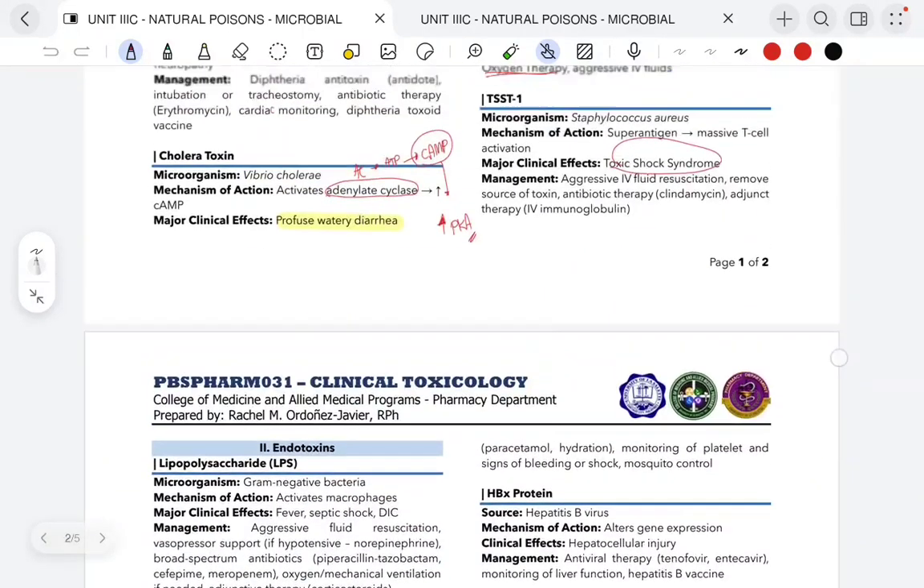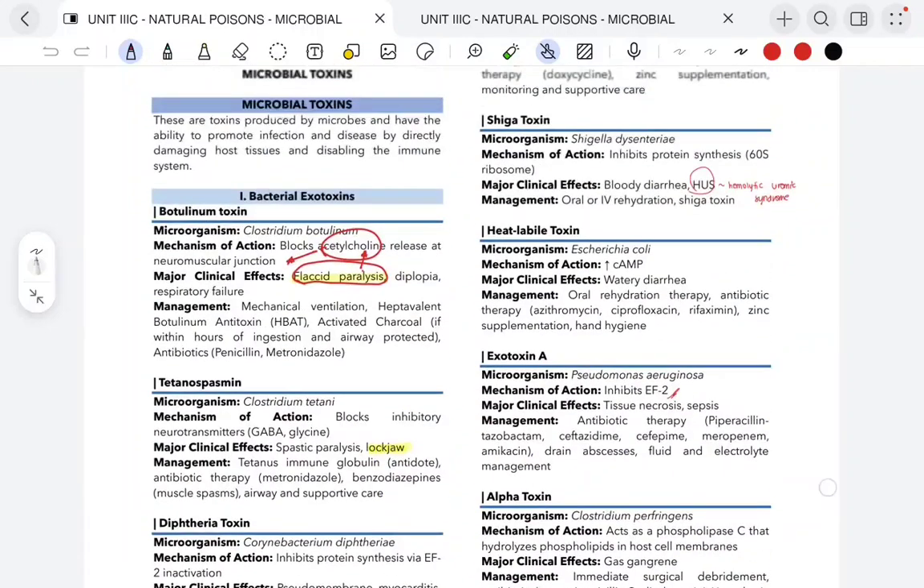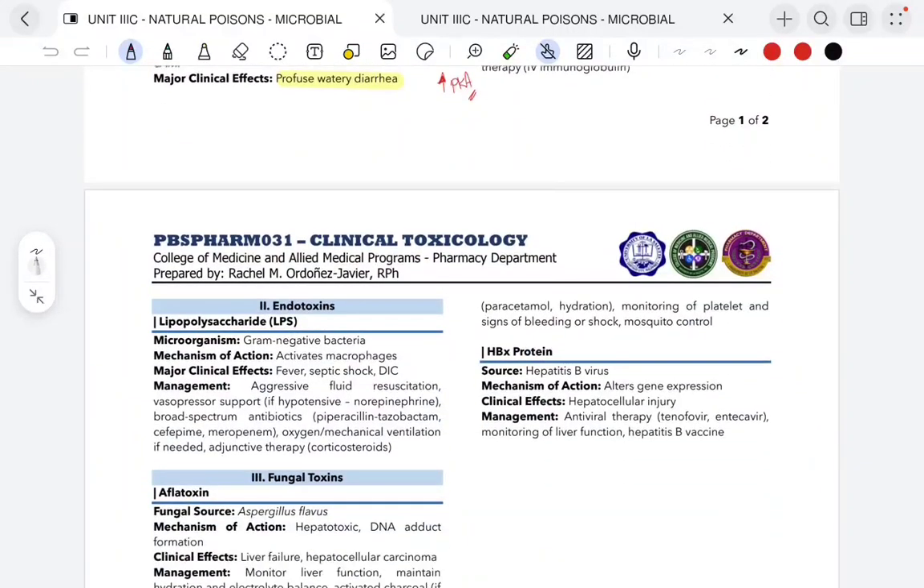Okay, so we are done with the different exotoxins. Let us now move to your endotoxin. So I think we only have one, which is your LPS, your lipopolysaccharide. Again, diba, based on our previous discussion, remember that your endotoxin, it is a lipopolysaccharide that is present in the cell wall of our gram-negative bacteria. At saka lang po yan marirelease upon cell lysis or cell death.